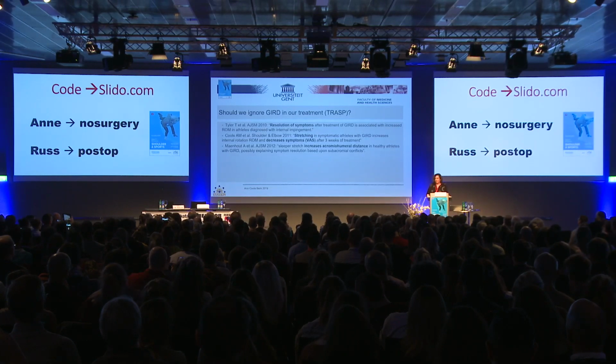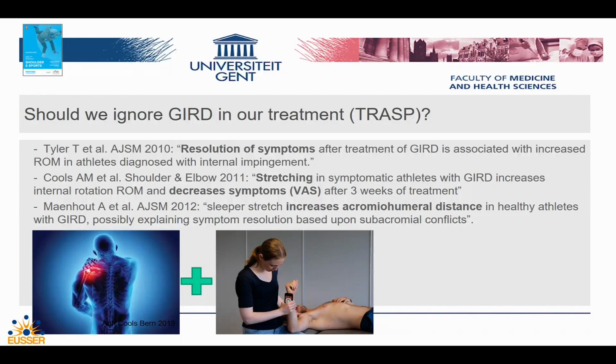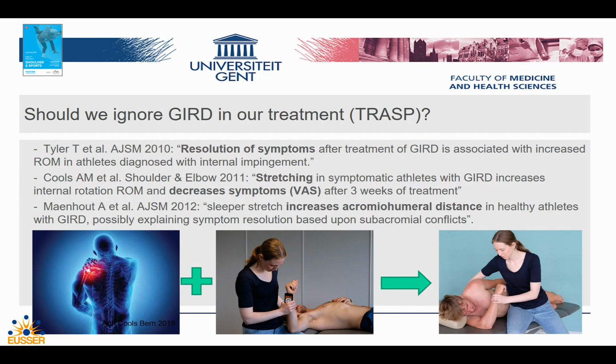One of my colleagues, Annelies Maanout, found that when you do the sleeper stretch in a healthy population, after 12 weeks there was not only an increased range of motion, but also an increase in the acromial-humeral distance. So that could explain why stretching in symptomatic patients would work. As a take-home message for that part, if you have a patient with shoulder pain and he has a decreased range of motion, do some exercises, whether it's passive or active, to improve range of motion into internal rotation.